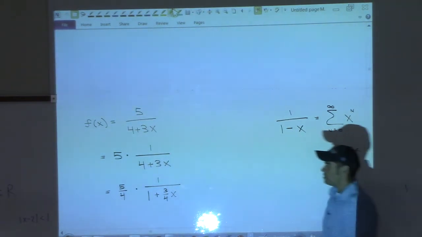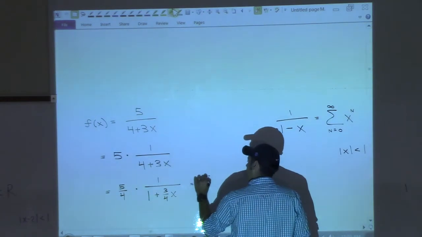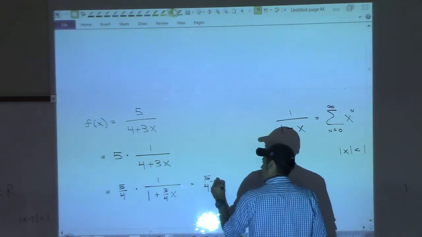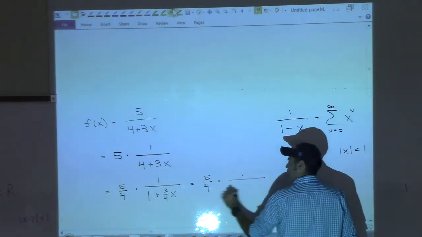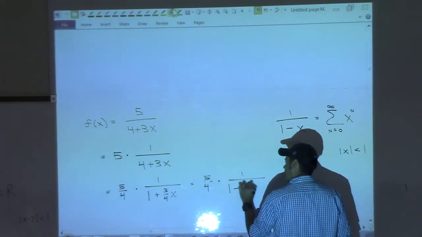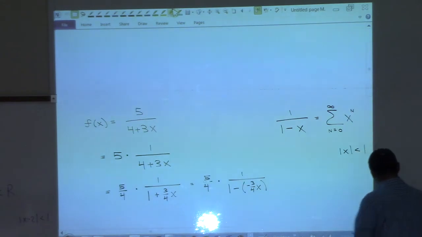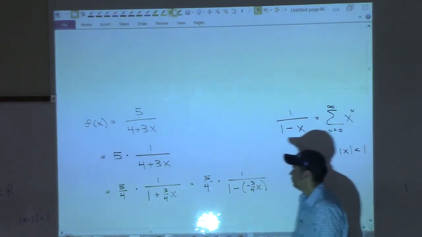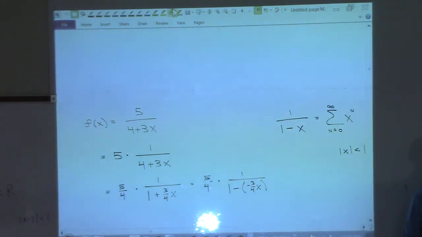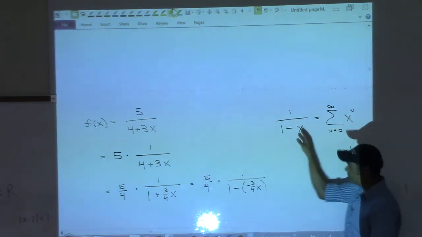So we're going to look at that plus as being minus, minus. Do you all agree? Okay, so now we can rewrite this using this formula.